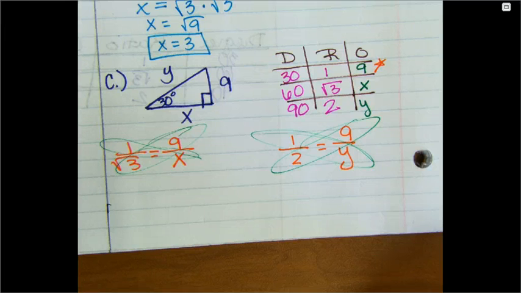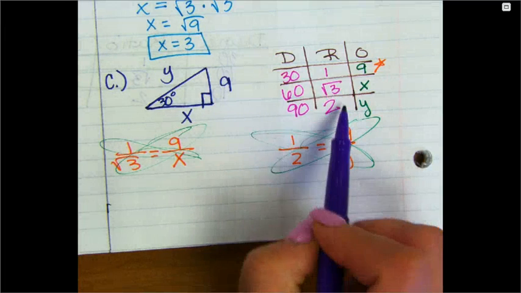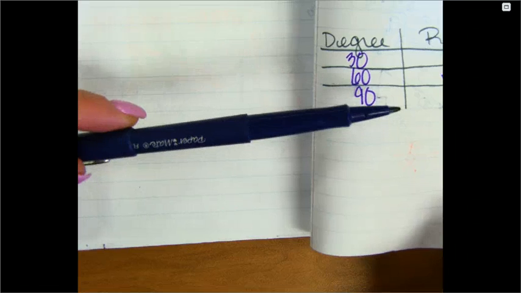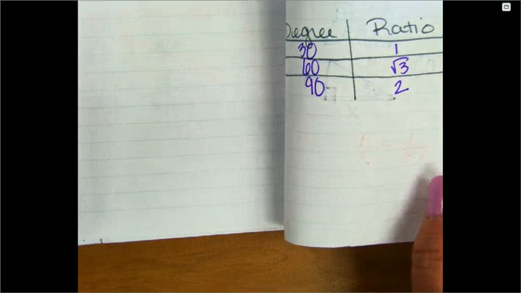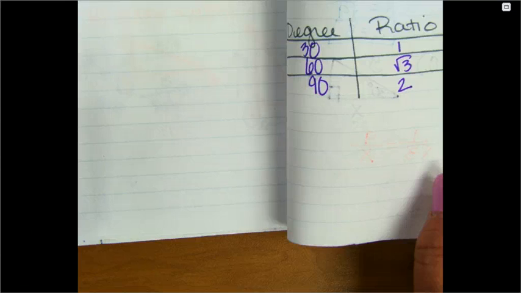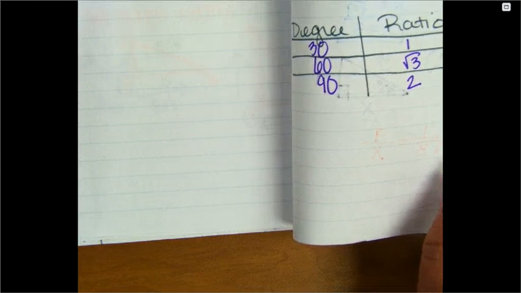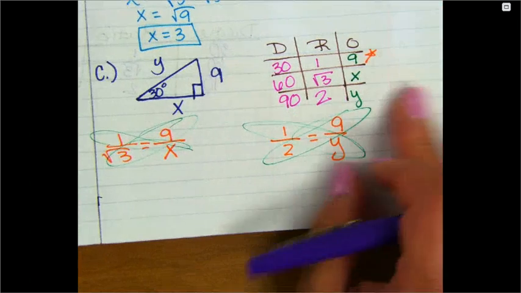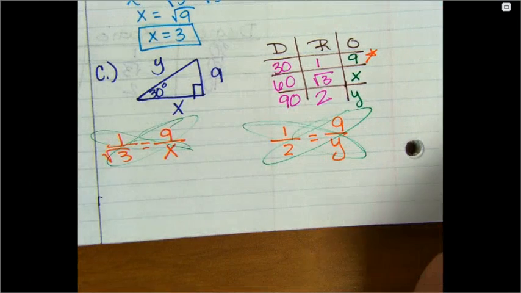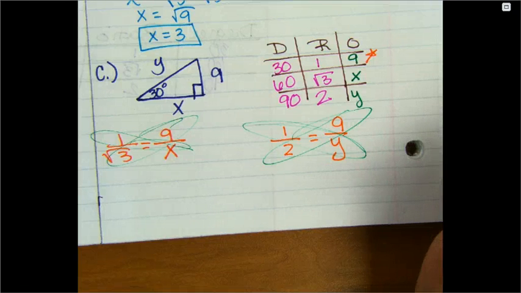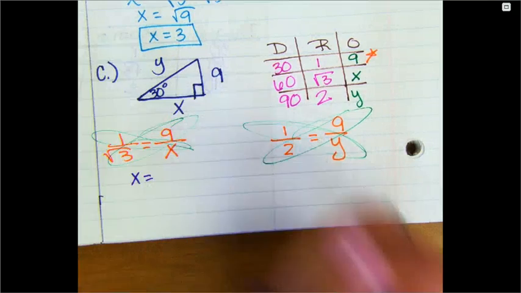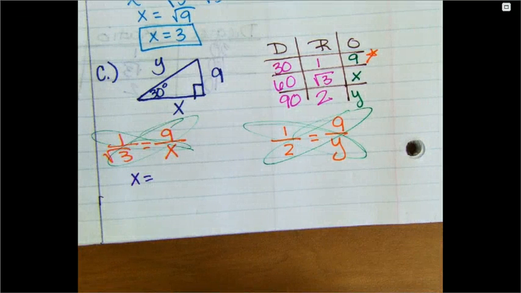Wait, where'd you get radical 3 from again? This? Yeah. There. Oh, it's always going to be there? Yep. 2 columns you have to memorize. Degree and ratio don't change. So what do we get for x? X equals what? 1. Oh, wait.